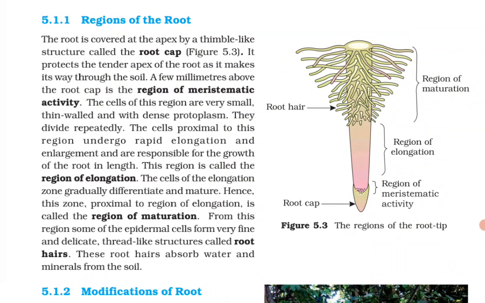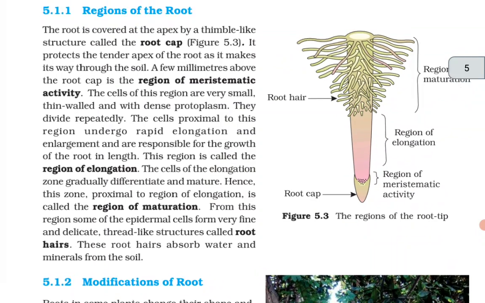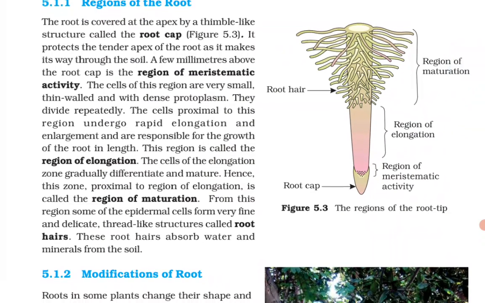They divide repeatedly. The cells proximal to this region undergo rapid elongation and enlargement and are responsible for the growth of the root in length. This region is called the region of elongation. The cells of the elongation zone gradually differentiate and mature. Hence, this zone proximal to the region of elongation is called the region of maturation.